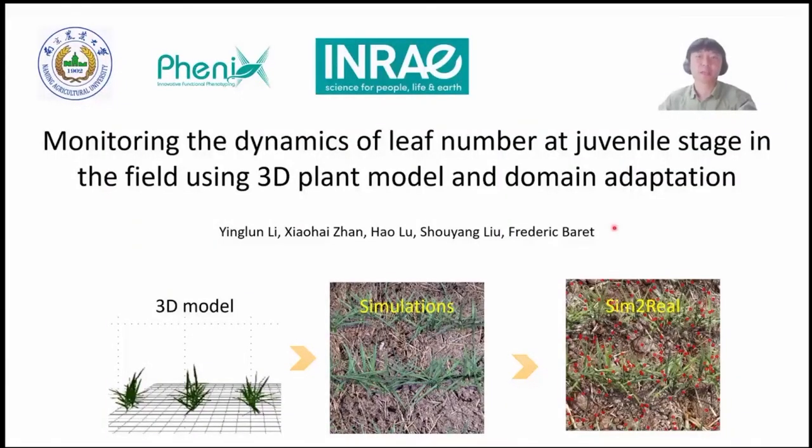Good morning, everyone. I'm Xu Yang Liu from the Phenix Lab in Nanjing Agricultural University in China. Thanks for the invitation. It's my pleasure to present our work on monitoring the dynamics of leaf number at the junior stage in the field using a 3D plant model and domain adaptation.